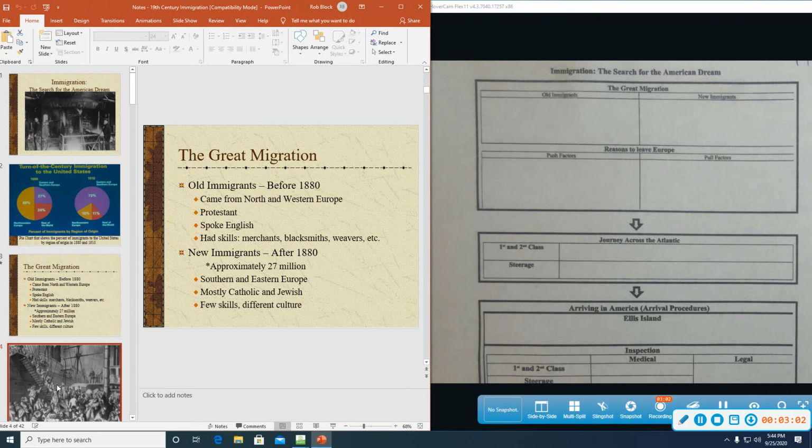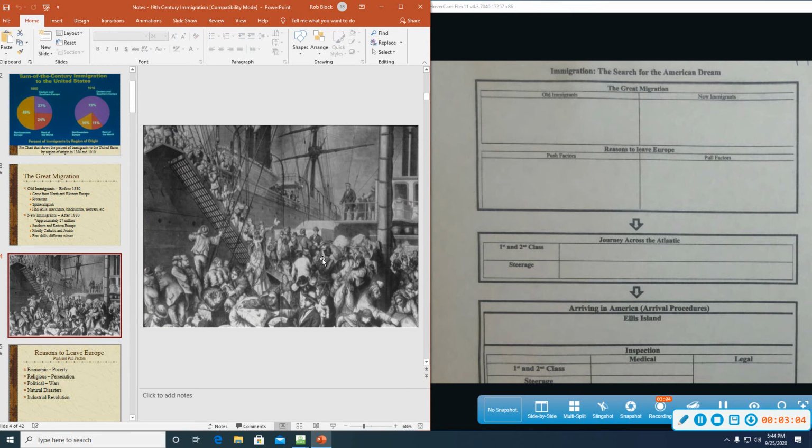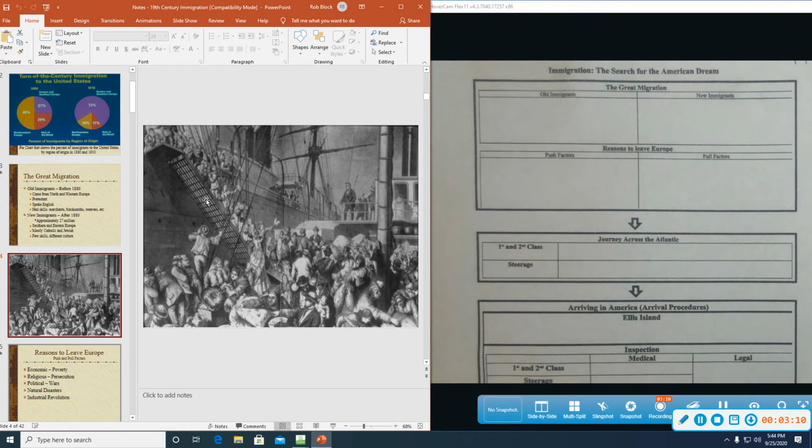Okay, so here is a picture of people boarding a ship to immigrate to America. As you can see, the top people are going to have better accommodations than the people down below. They're going to be in the bottom decks. Okay, so the richer you are, the higher you were in the ship.